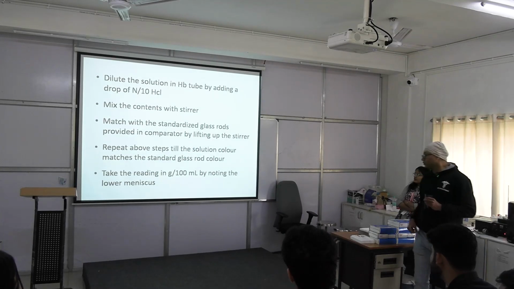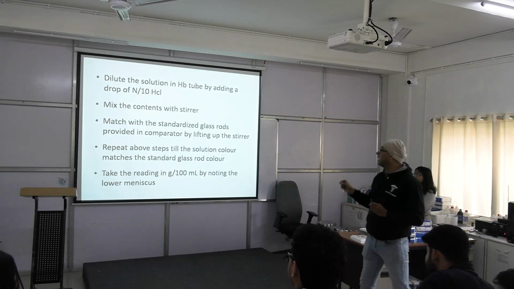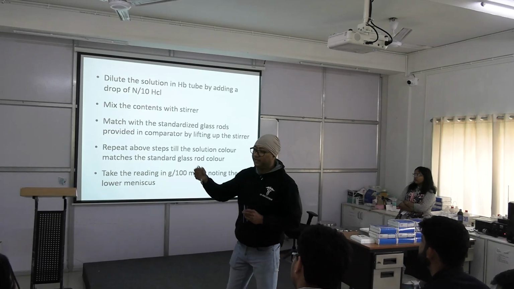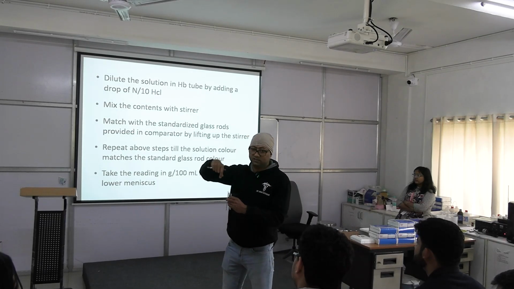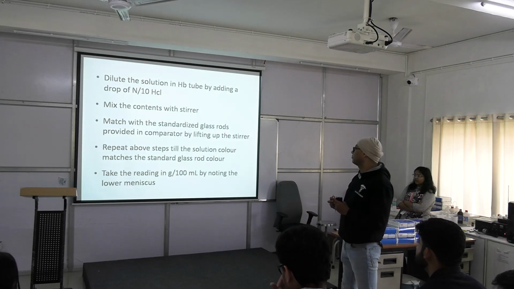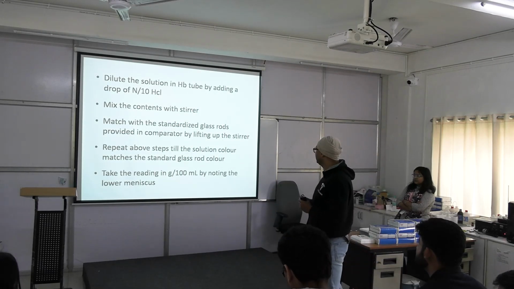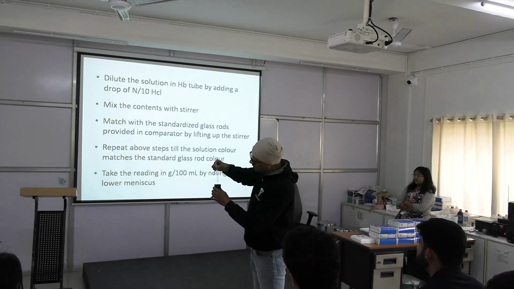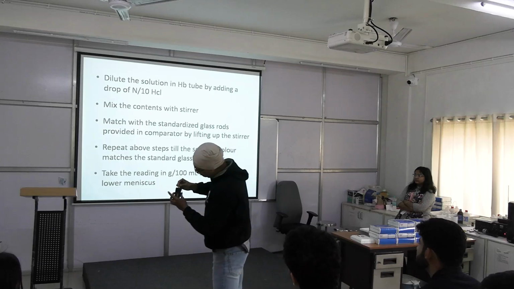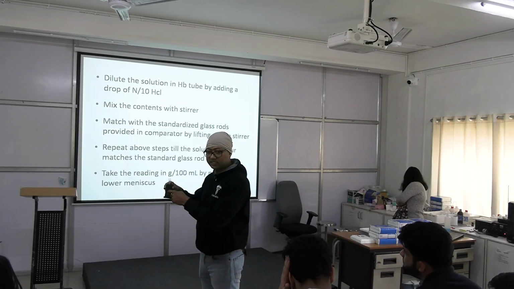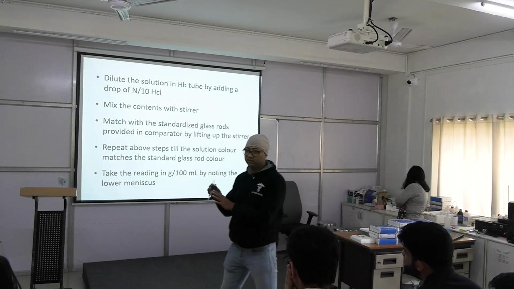Now dilute the solution in the hemoglobinometer tube by adding N/10 HCl drop by drop, and keep adding one drop at a time and keep mixing, right? And match with the standardized glass rod provided in the comparator by lifting up the stirrer. Lift the stirrer up, keep this tube inside, and match with the color on both sides, whether the color in the middle inside has matched or not.